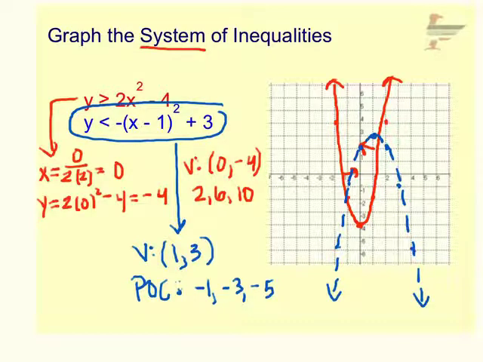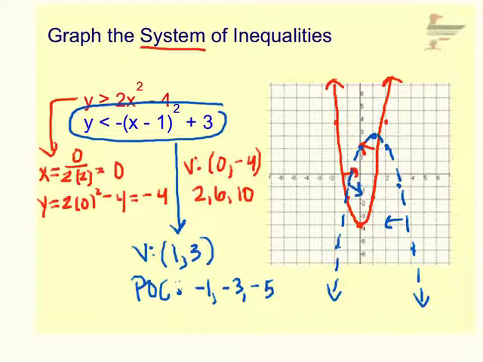And now the shading. Should we shade inside or outside of this parabola? So it's a less than. So if I go to that vertex, and I'm going to be less than the vertex, which means below. And you can see that below is inside of this blue parabola. So that's where I have to shade, on the inside of the blue parabola.